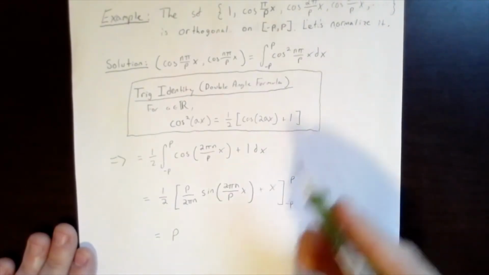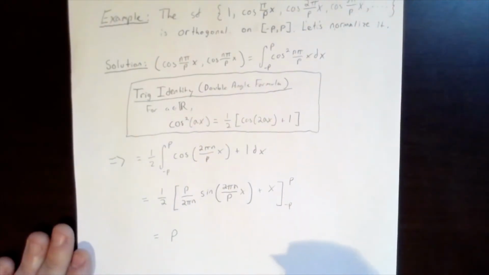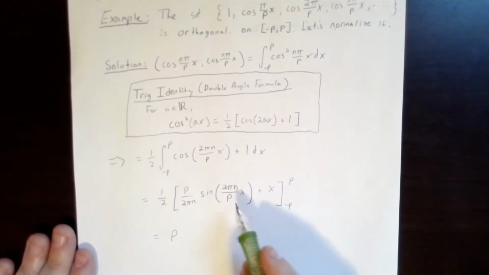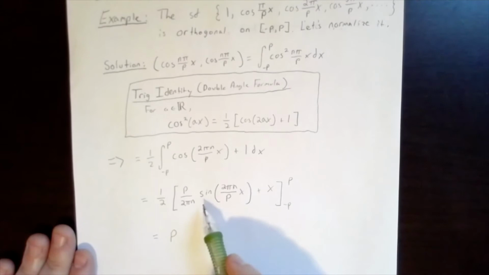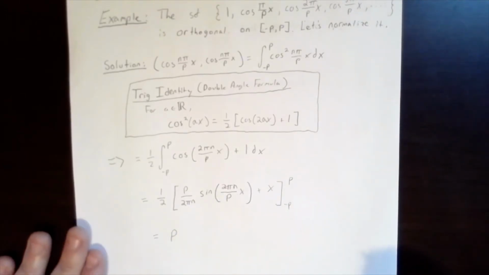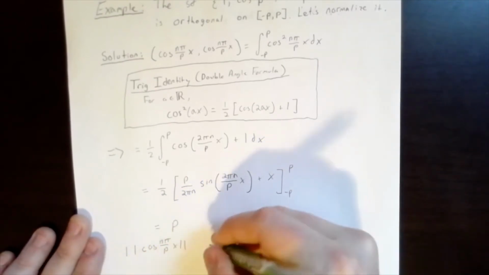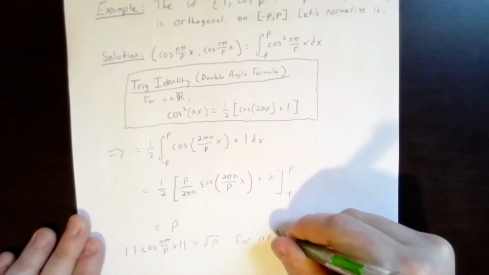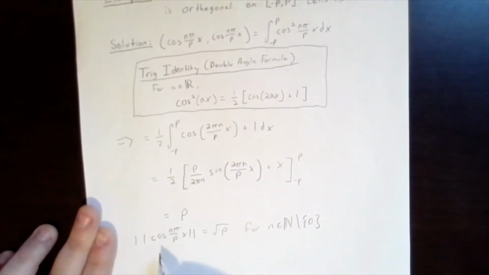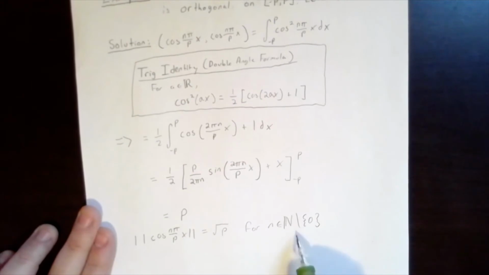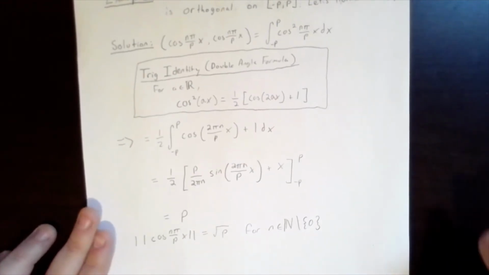Now this holds for any n in the natural numbers except for 0, because we can't let n equal 0 due to the n in the denominator here. So the norm of cosine n pi over p x is equal to the square root of p for all n in the natural numbers not equal to 0.